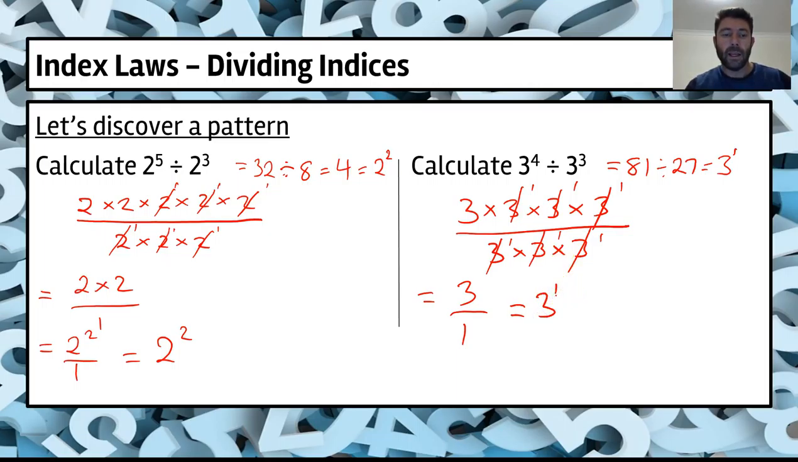Can we start to see the pattern now for division? For multiplication, it was adding the indices. The pattern for dividing indices is that we subtract the indices. So in this example, 2 to the power of 5 divided by 2 to the power of 3 will be 2 to the power of 5 minus 3, which gives us 2 to the power of 2. And you can see the answers are the same.